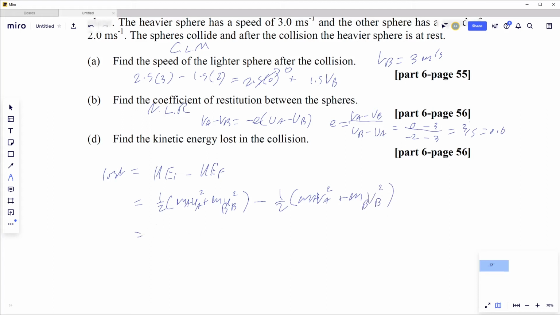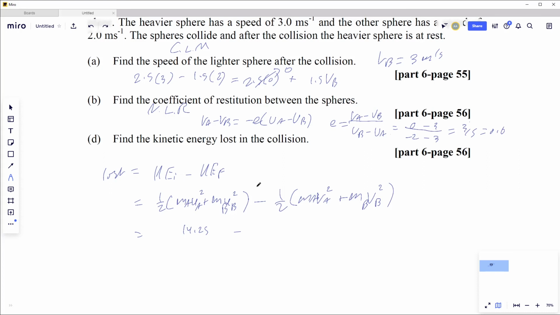Okay, now we can replace. So half, let me just instantly replace. So 0.5 into ma is what? Our mass is 2.5 times the initial, which is 3, so it's 3 squared, plus mb, which is 1.5 times 2 squared. You're going to get the number 14.25, minus half.